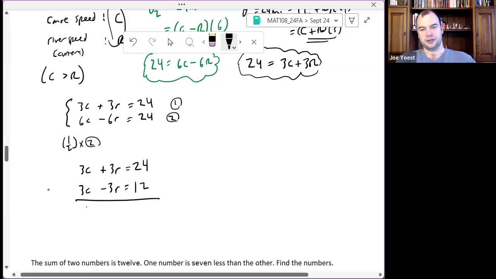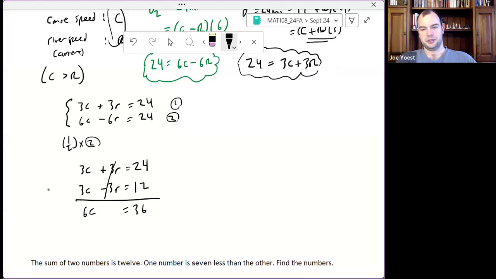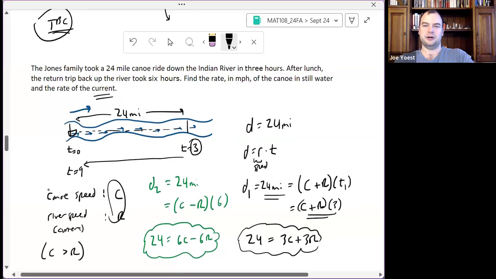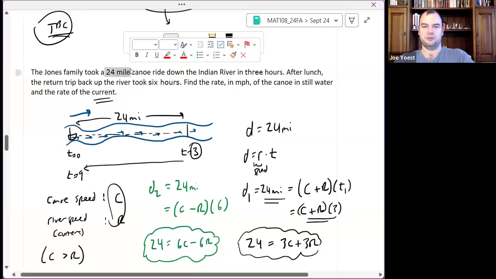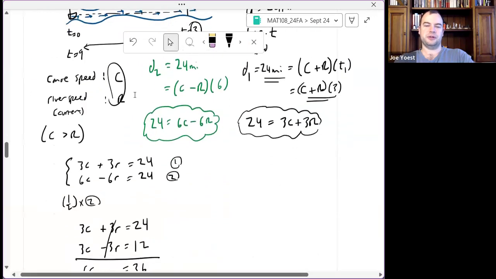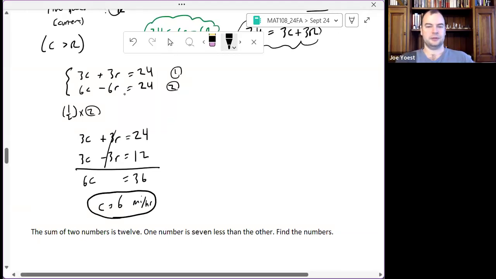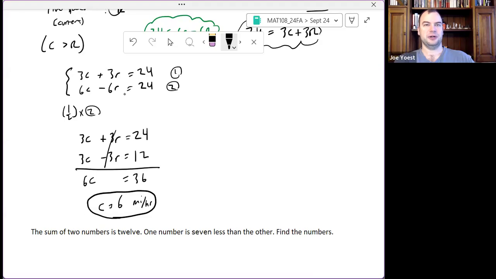If I add these together, I get 6c, my r's go away, equals 36. Or c equals 6. And my units are miles per hour, right? I traveled a certain number of miles in a certain number of hours. So I get that my canoe speed is 6 miles per hour in still water.